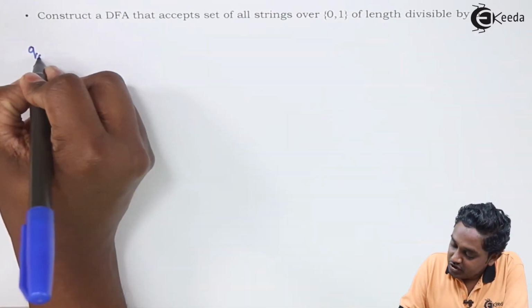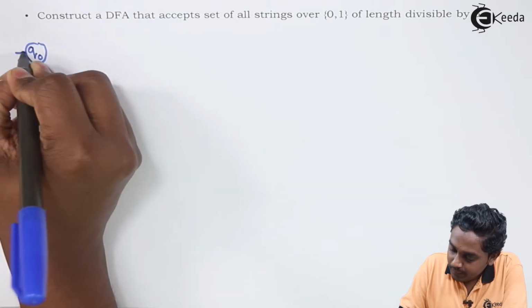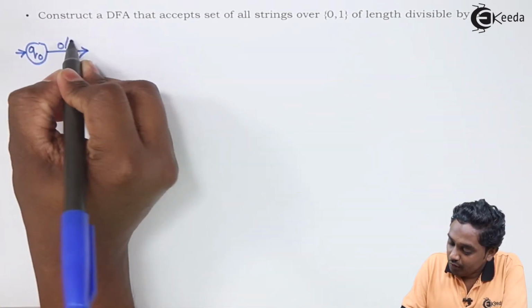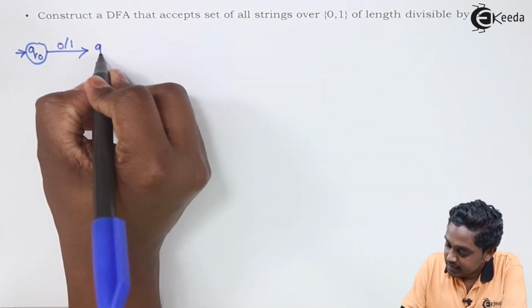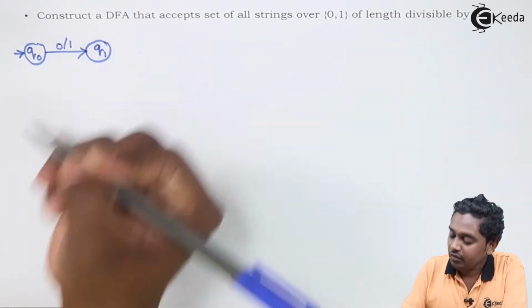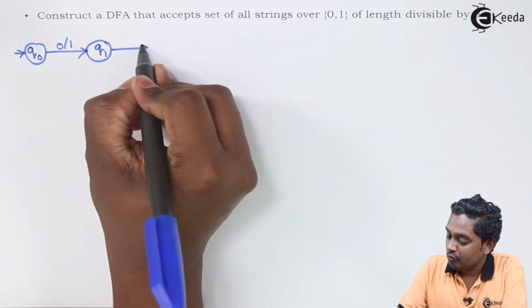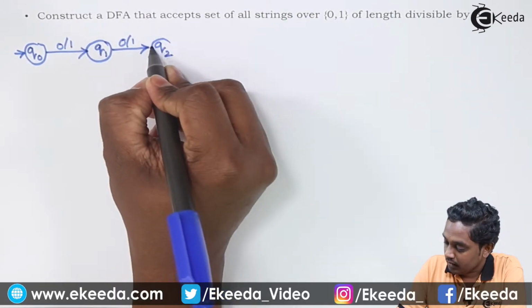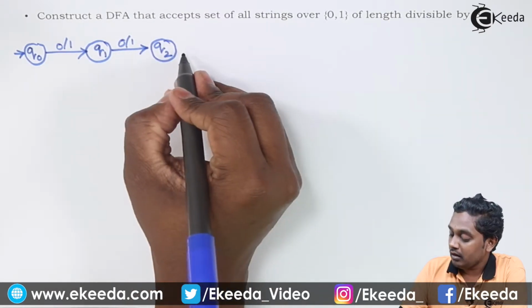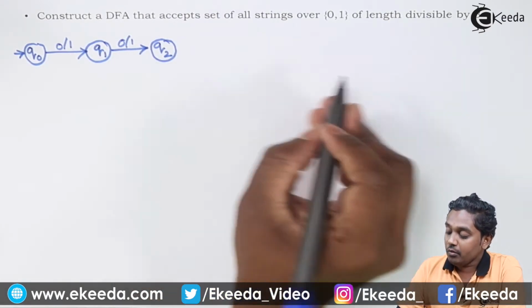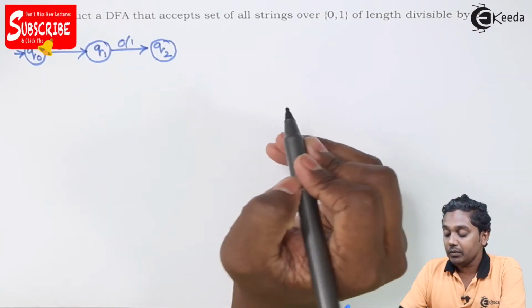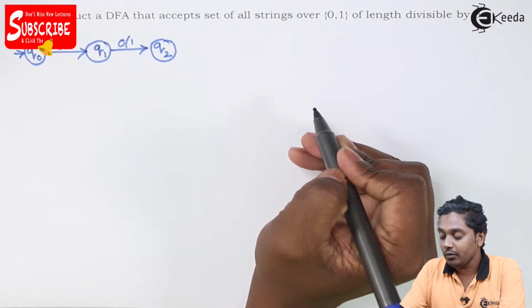Let's start again with the initial state Q0. On the first input alphabet 0 or a 1, it will have a transition to, let's say, Q1. Now the length is 1. One more 0 or a 1, it will have a transition to Q2. Length is 2. Now, if one more input symbol comes, 0 or a 1, then the length will be 3, which is a multiple of 3.